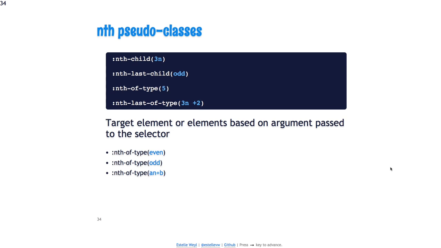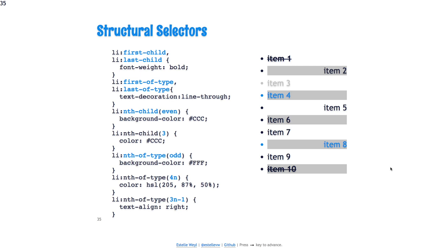So in this example here, we have first child and last child, which are bold. So number 1 and number 10 are bold. We have first of type, last of type, which have a line through it, which is the exact same thing in this case as first child and last child, because we have an unordered list, and there's no other children. Then we have li nth child even. So number 2, 4, 6, 8, and 10 have a background of gray, and that's how I striped it. Pretty easy to stripe something nowadays.